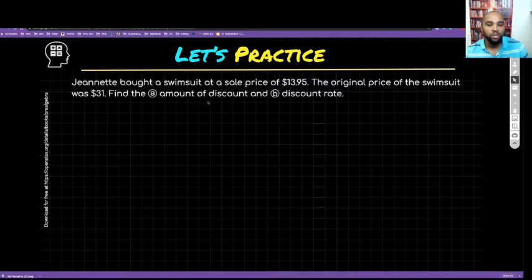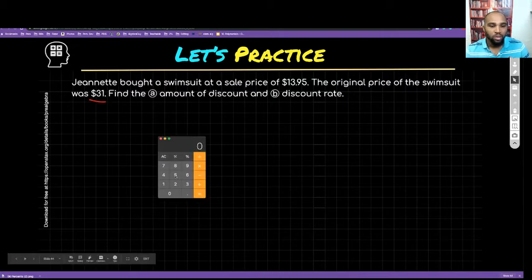Jeanette bought a swimsuit at a sales price of $13.95. The original price of the swimsuit was $31. Find the amount of the discount. So originally it was $31. She bought it for $13.95. Well, that part is pretty easy, right? Because we can find a discount just by subtracting. So let me subtract those two. We're going to do 31, which was the original, minus $13.95.